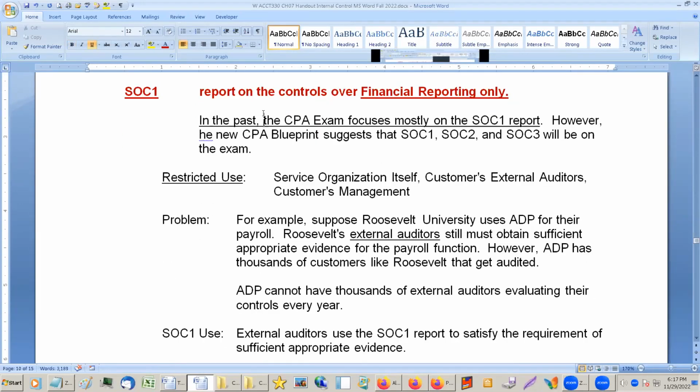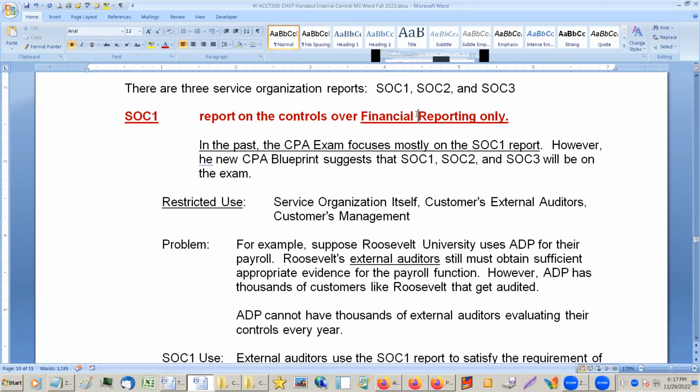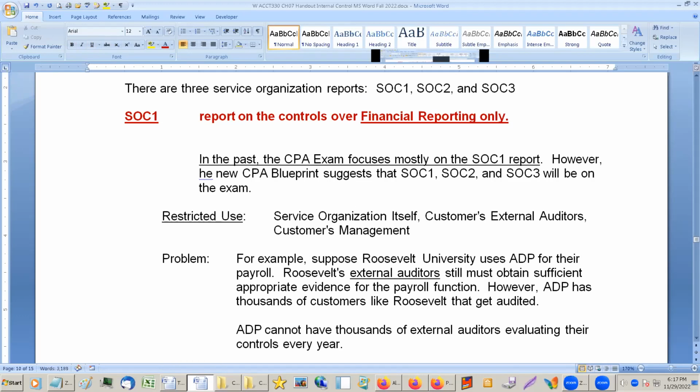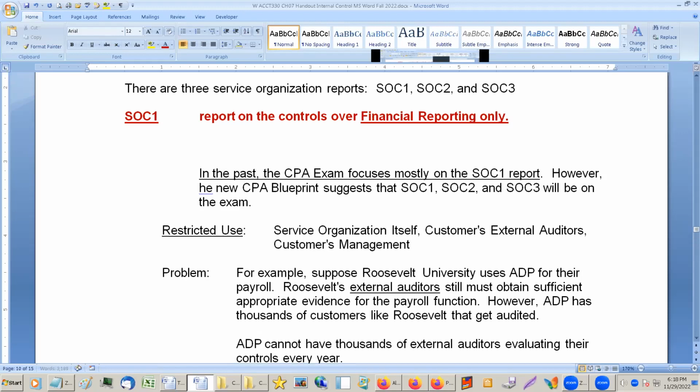So anyway, these reports. The first one is a SOC 1, and this is for financial reporting only. This is the one that external auditors will use. This is what CPA firms will use when they audit somebody. Now they test on all of these, but this is what the CPA firm will use.